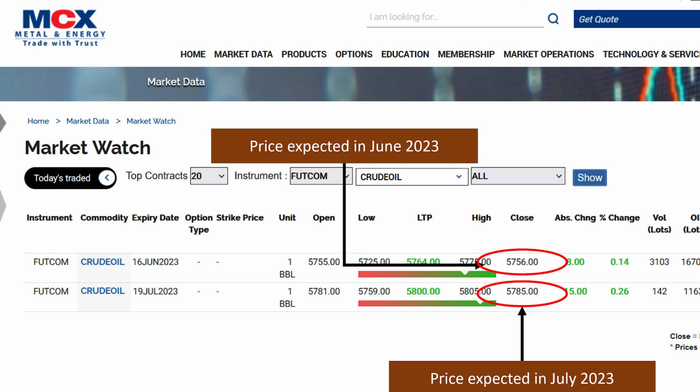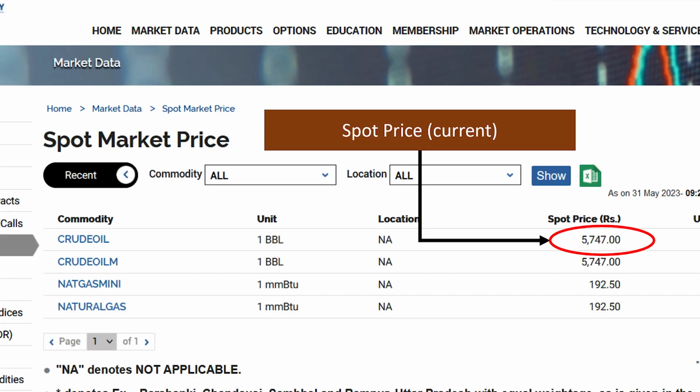in the month of July is 5785, which again shows the bullish trend in the price of crude oil based on this data. So July prices are higher than the prices for June contracts. And here on the MCX we can see that the recent spot price for the crude oil is 5747, which is lower than the futures price in the month of June and the month of July. So which reflects that there is a bullish trend, or the prices of the crude oil are expected to go up in the near future, and this expectation reflects in the prices of the futures contracts.